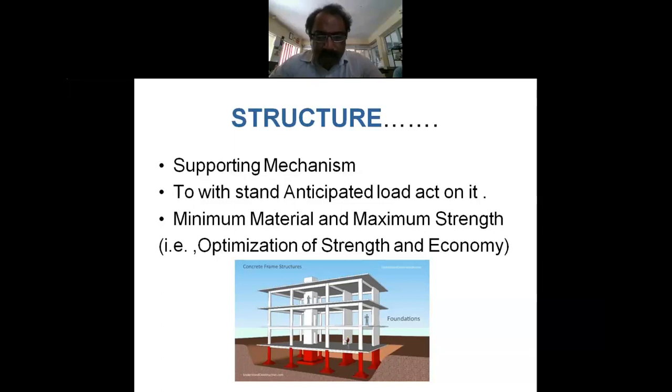So, if you are an uneconomical designer, you will be out of the market within a few years. Your reputation may stand for some years, but if your buildings are continuously uneconomical, you will be thrown out of the market. So keep in mind, whatever you design, be as economical as possible. Do not waste any materials unnecessarily. At the same time, it must have maximum strength with the available material.